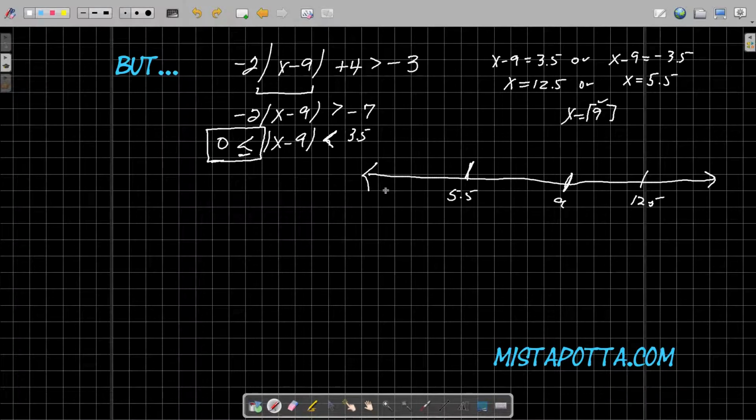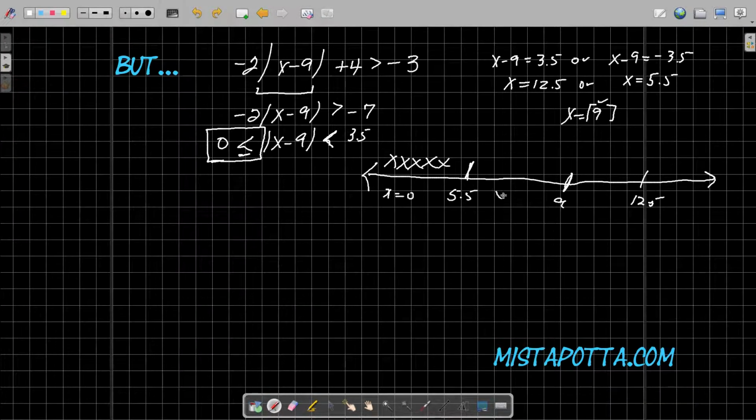And of course, I've mentioned several times, but 0 is the easiest number to substitute. Substituting in here, 0 minus 9 is negative 9. That becomes a positive 9 times negative 2 is negative 18. Negative 18 plus 4 is negative 14. And this does not work, because negative 14 is not bigger than negative 3.